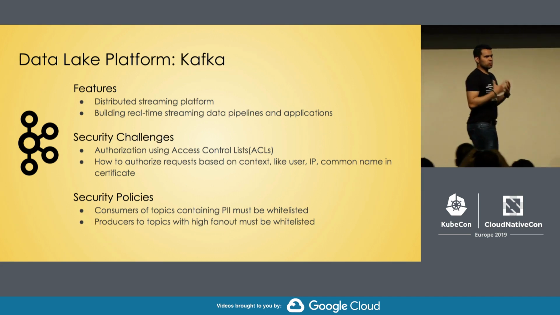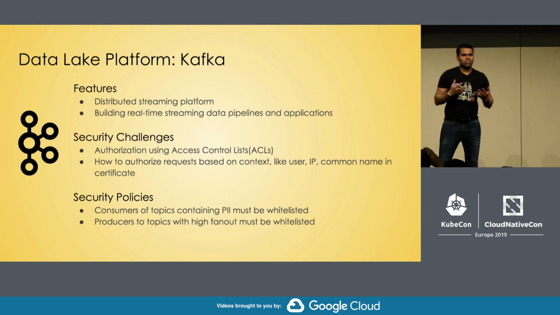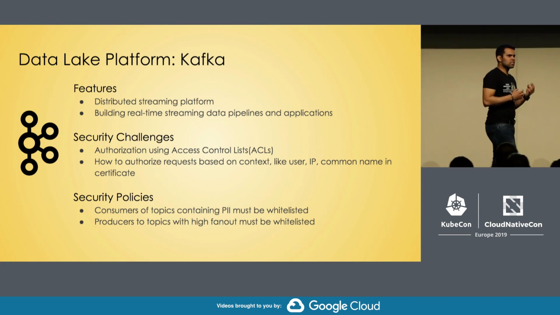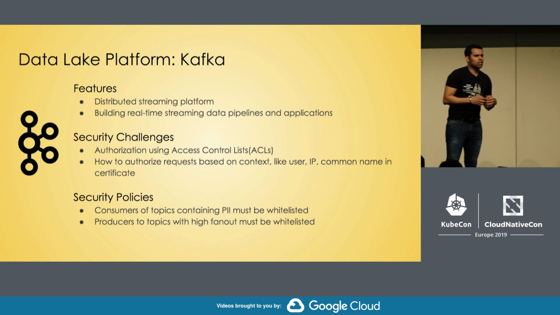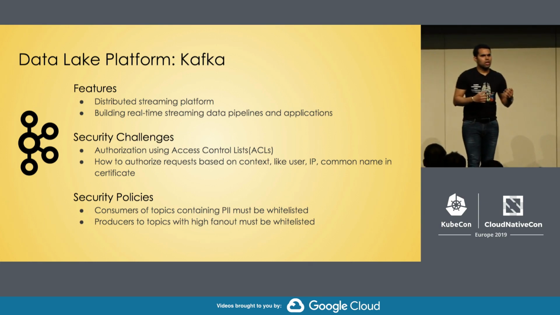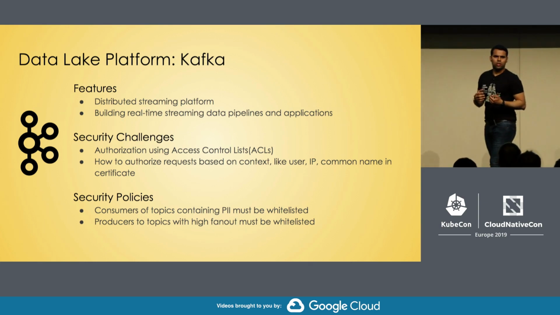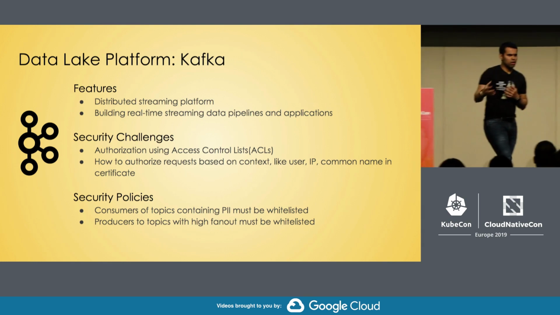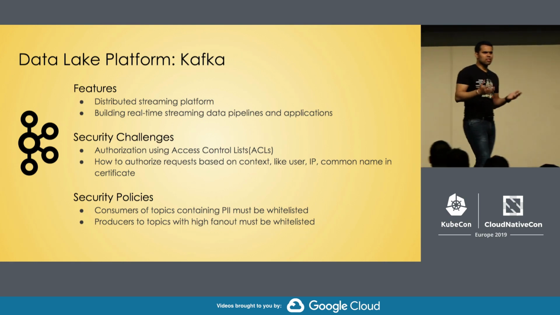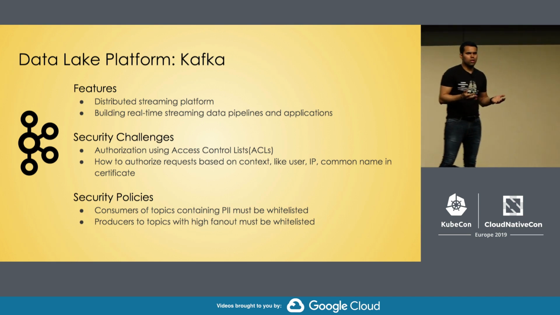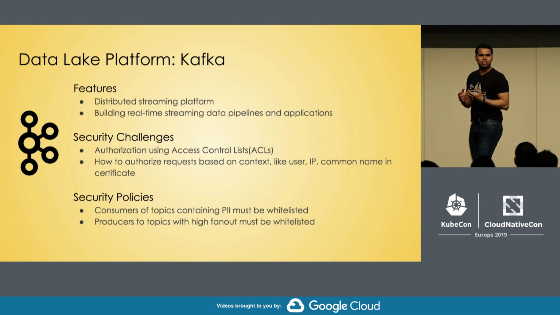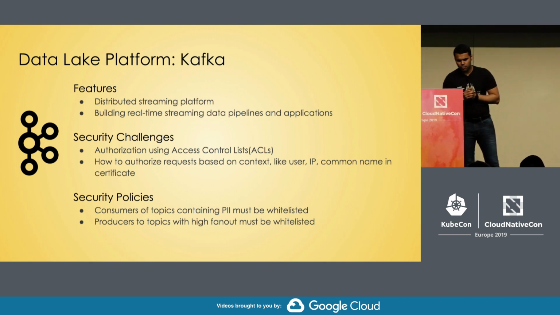So the authorization model in Kafka is access control lists. And a typical Kafka ACL statement says that a principal P is allowed or denied to perform an operation O on a resource R. ACLs are simple and straightforward, but they are limited by their scale, their flexibility, their expressiveness, and their management.